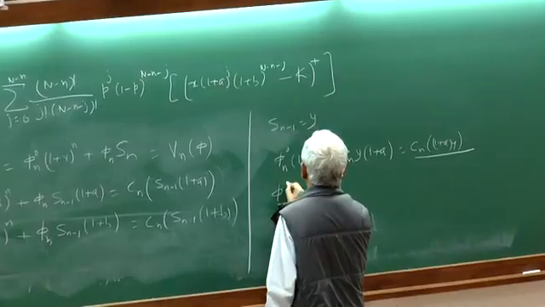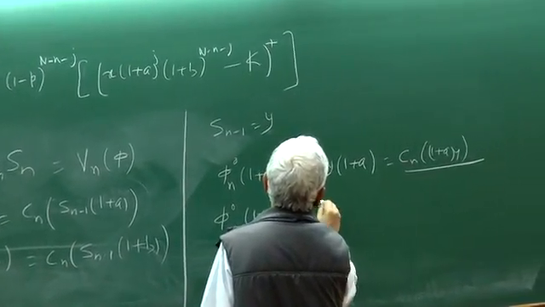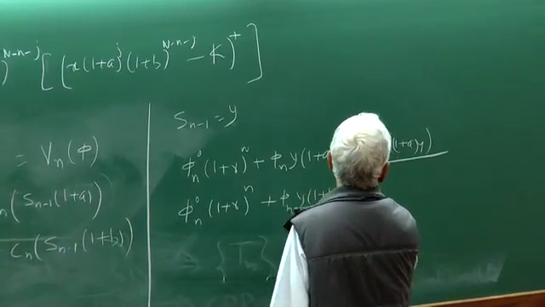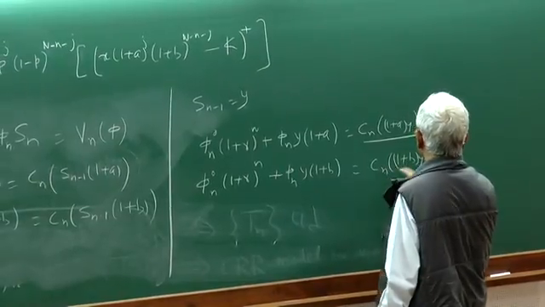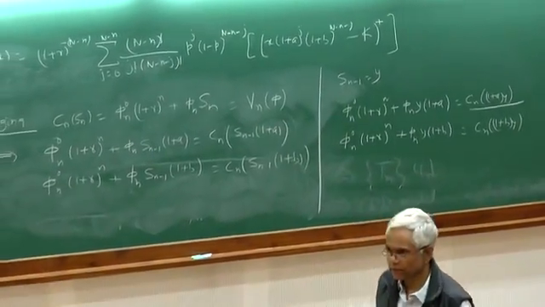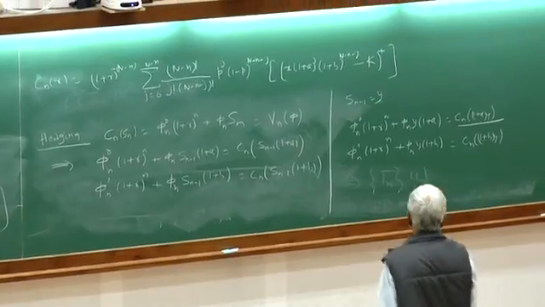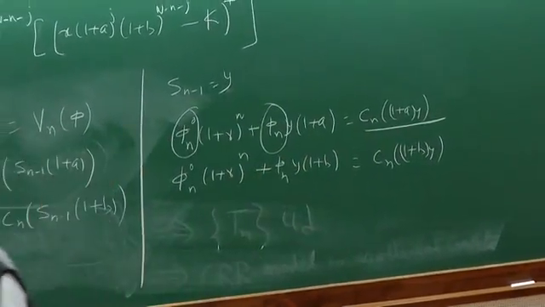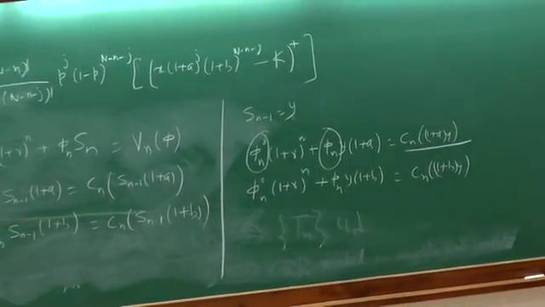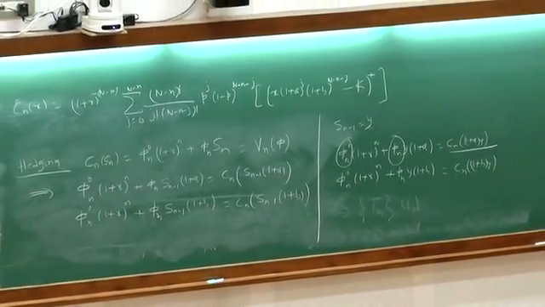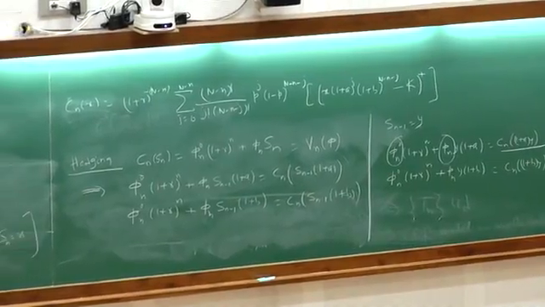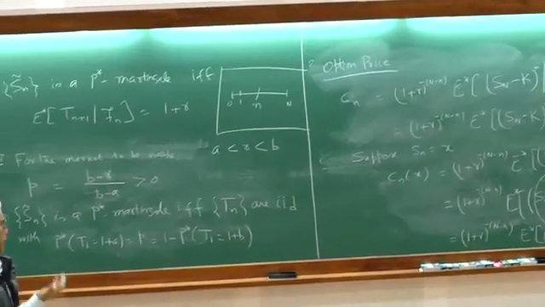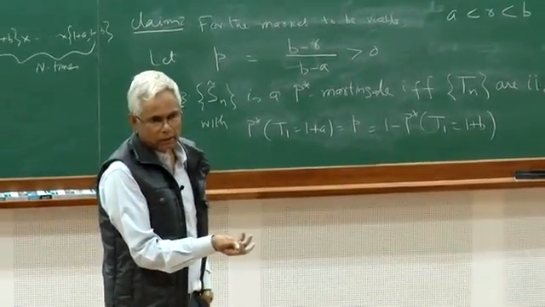And 1 plus r to the power n plus phi n y times 1 plus b equal to Cn of 1 plus b times y. This is also known, right, by the formula Cn of x, right? And therefore I have two equations. This is an unknown quantity. This is an unknown quantity. Two equations. This will uniquely solve, right? So solve them uniquely. So this gives me the hedging strategy. Hedging strategy is also known. So in binomial, you have the explicit formula and you have the explicit hedging strategy.